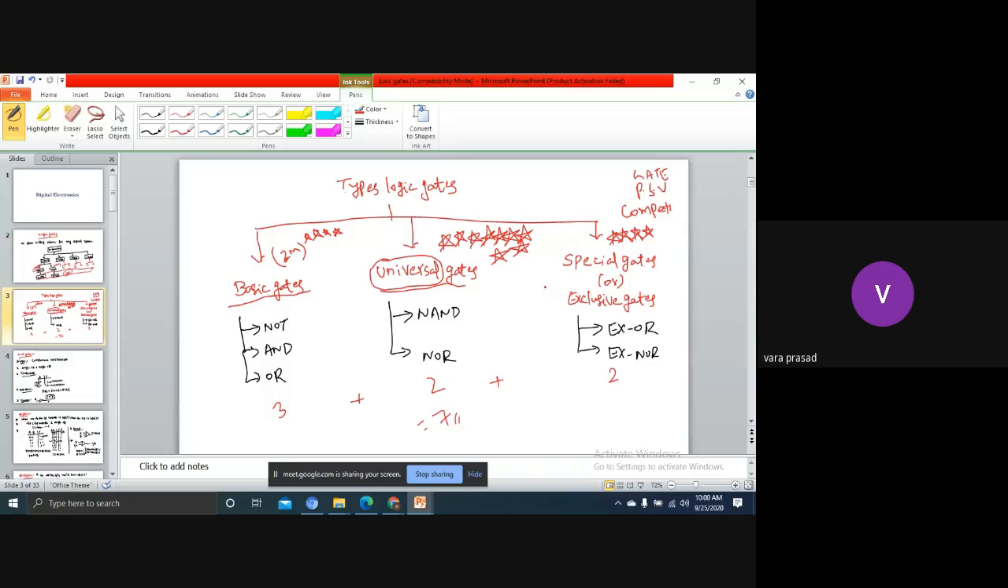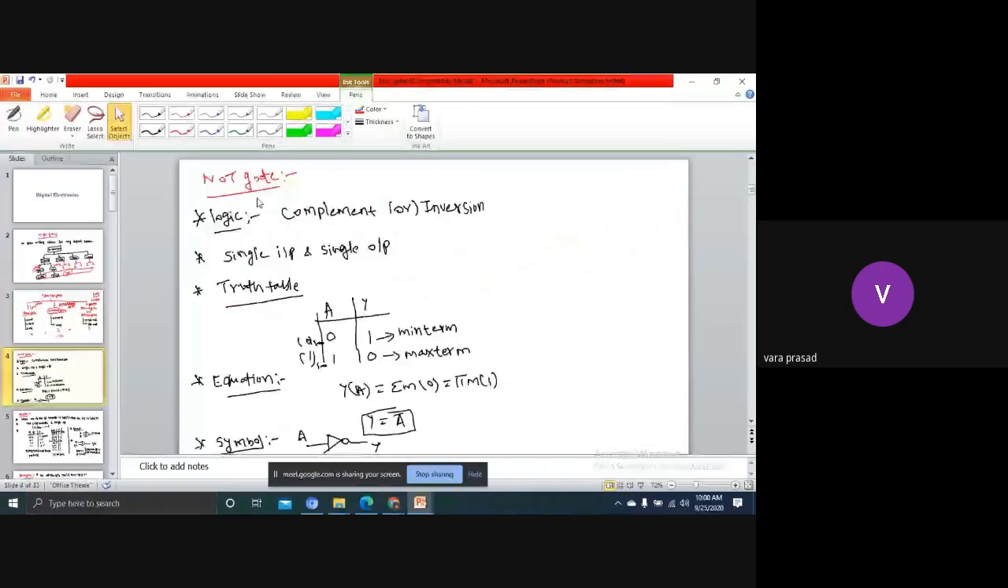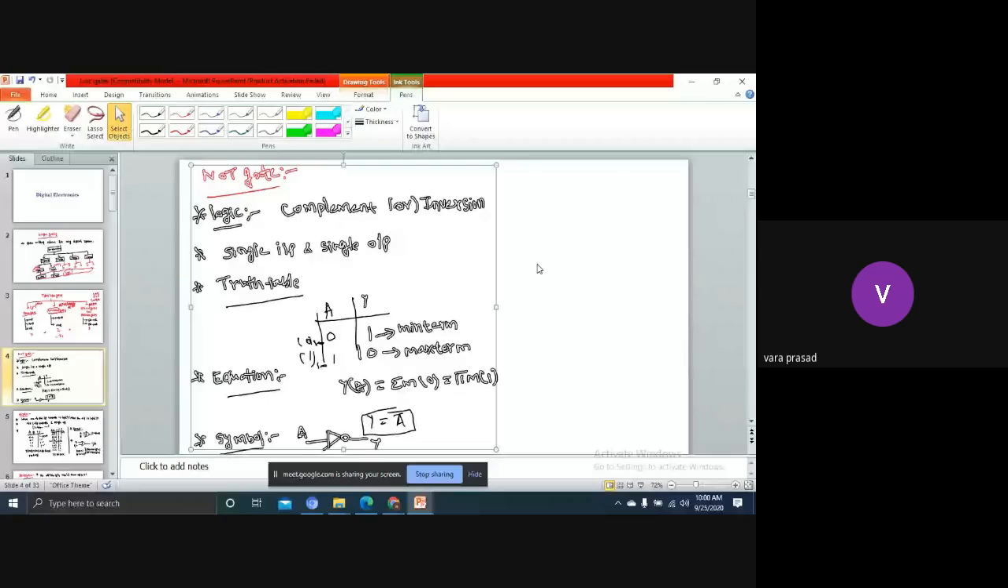Now first we'll start with the basic gates, NOT gate. For every gate we are going to discuss 5 points. These are very important, and you have to remember these 5 points. First, logic. What is the logic? Complement or inversion is the logic for NOT gate.